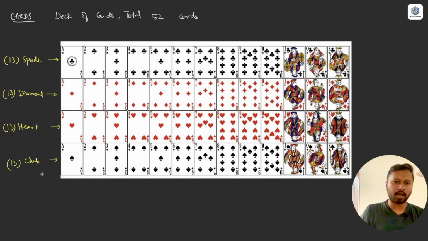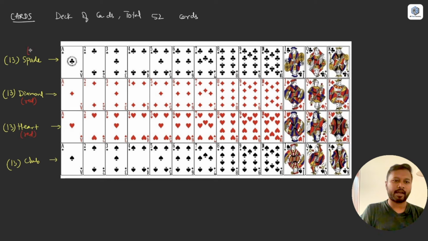Now out of these 4, you can yourself see that 2 types of cards are red in color, diamond and heart. So these are red in color. Heart is also red in color.